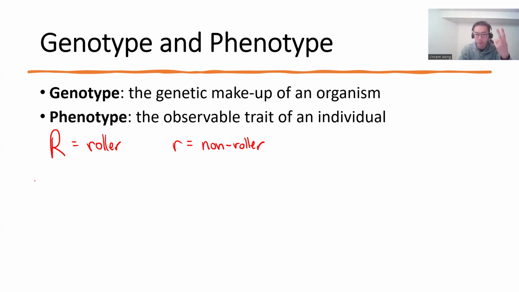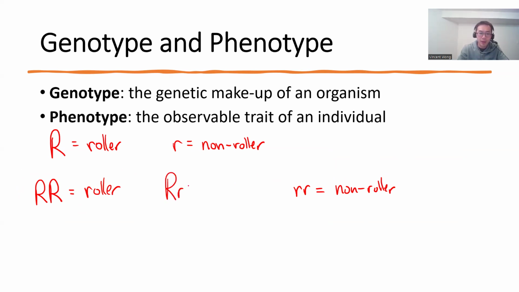We have two chromosomes, which means you can obtain two alleles. So if a person is big R, big R, this is homozygous, or pure. Does this person roll the tongue or not? It's not a trick question. Yes, this is a roller. Small r, small r, non-roller. I cannot roll my tongue, so I am a non-roller.